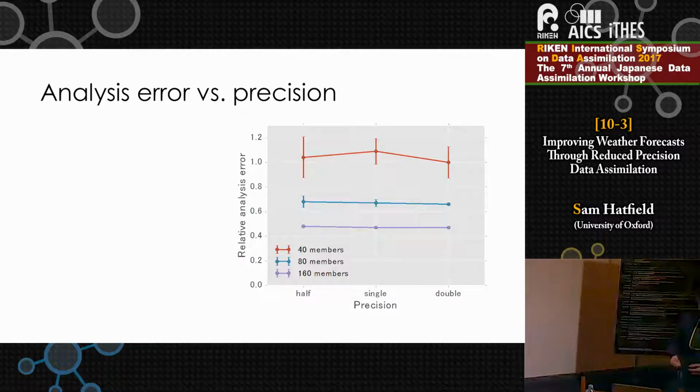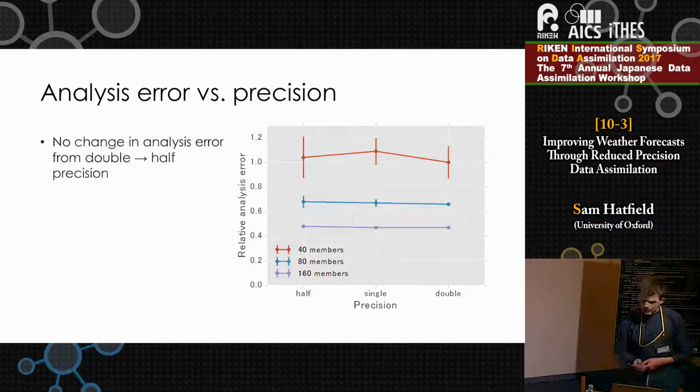So the first result I'd like to show is the average analysis error as a function of precision and ensemble size. Each one of these points was generated from 10 long assimilation cycles, and the error bars come from the standard deviation. So the take-home point is that there is no change in analysis error when going from double to half precision. It's just 3 flat lines, basically. Now, with a few assumptions, we can estimate the cost of each one of these 9 assimilation setups.